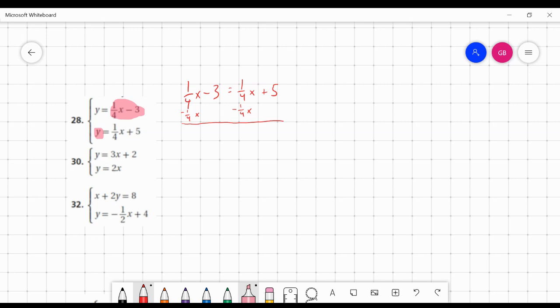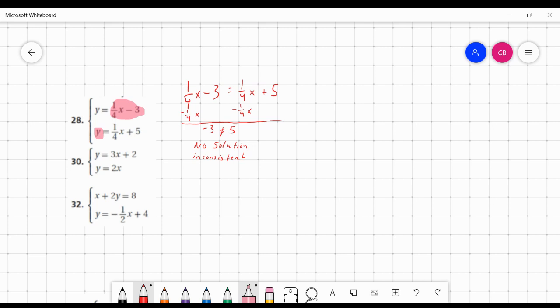And that leaves us with negative 3 is equal to 5. Since this is not true, then we have no solution. The system is inconsistent. No solution. The system is inconsistent.